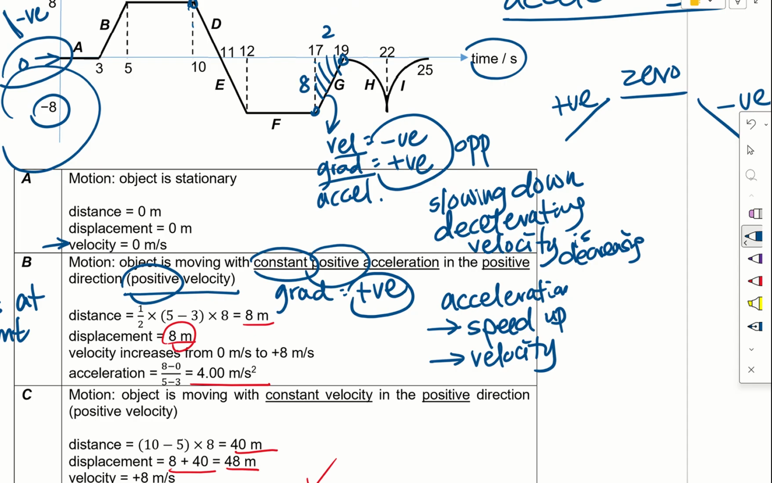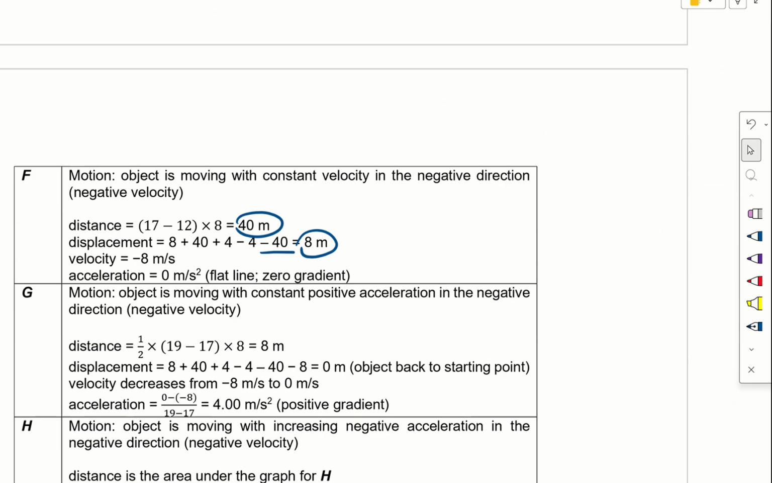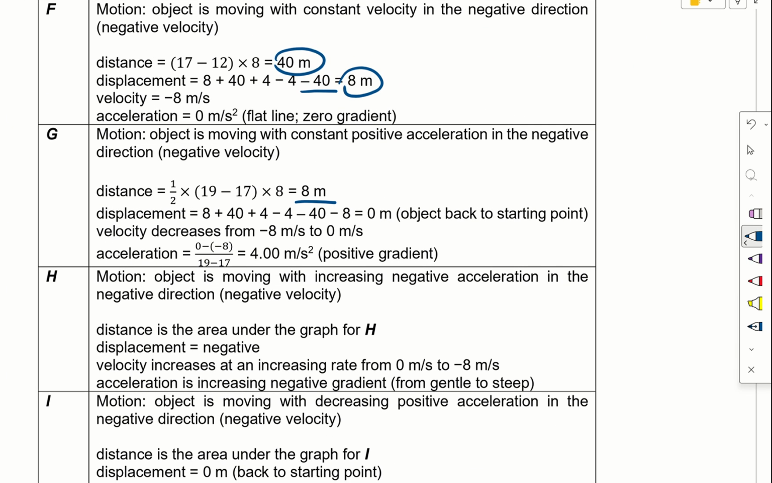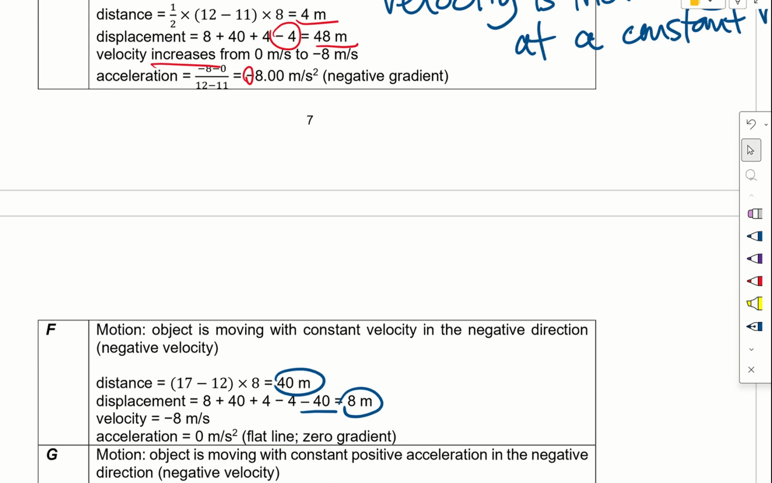So the area is 8 meters. Okay, so the distance traveled is 8 meters, right? And if we deduct everything, the displacement for G is actually 0. It's back to its original starting point.